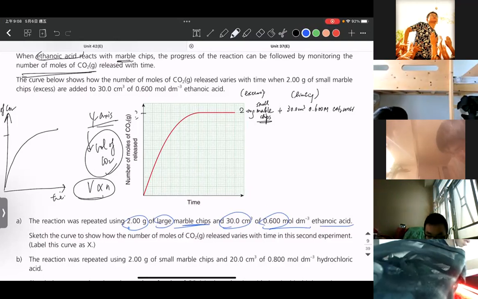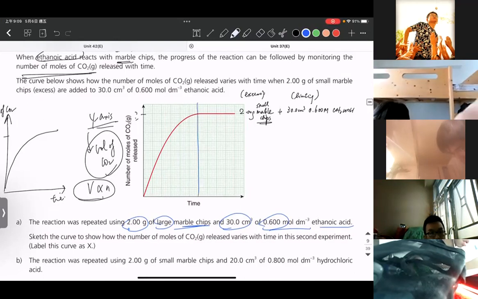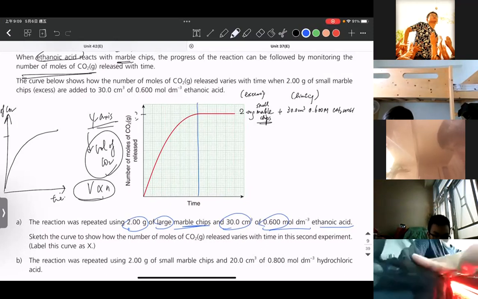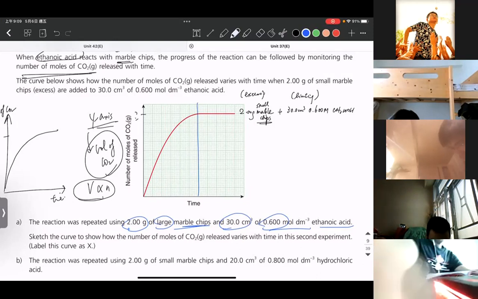Now, in order to answer that question, you are going to tell it in two aspects. One, how does it affect the rate of reaction, which means the curve part. Second, the flattened part: how does it affect the number of moles of CO2 to be formed? Do you understand? Now remember, we have those two perspectives to consider.